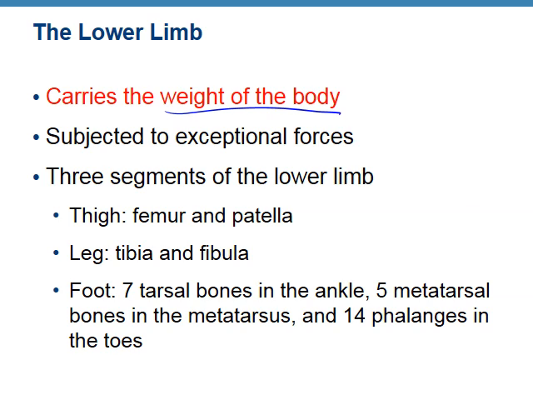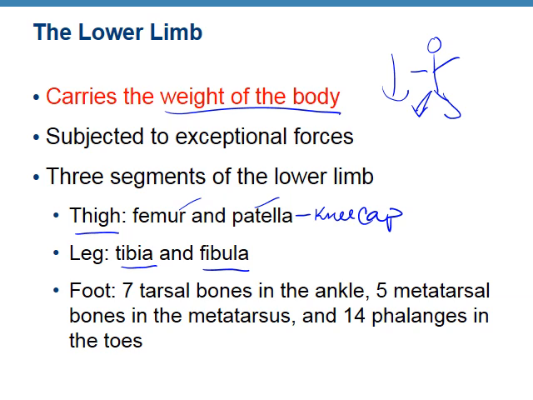Lower limbs, basically they're going to carry the weight of the body. So all of the weight from the head all the way down, my little stick man, is going to eventually end up on the lower limbs. There are three segments. We have the thigh, which is the femur and the patella. This is the anatomy term for kneecap. Then we're going to have the tibia and fibula.